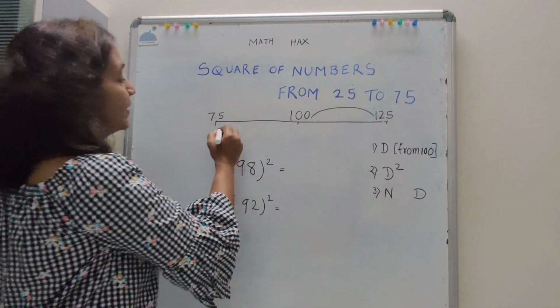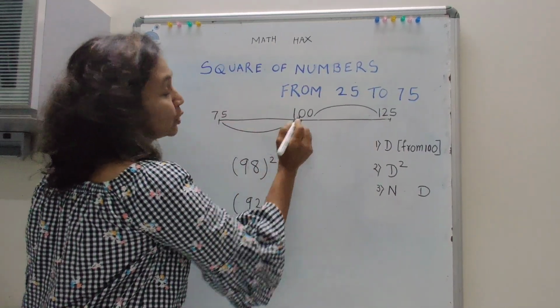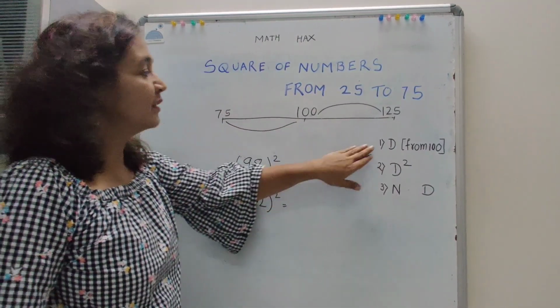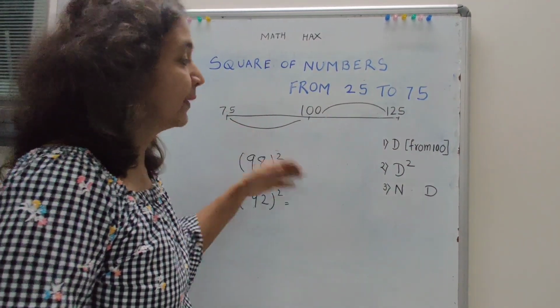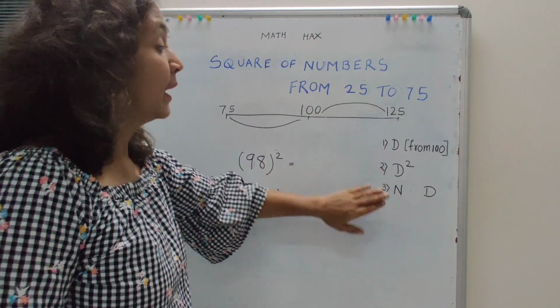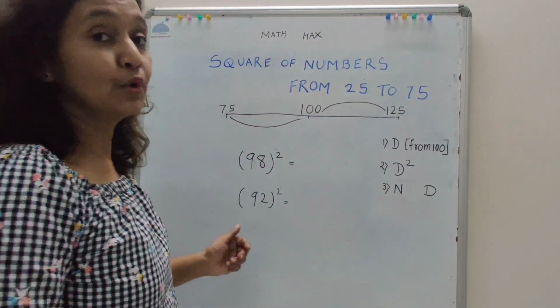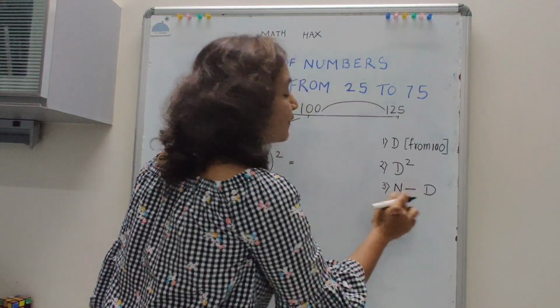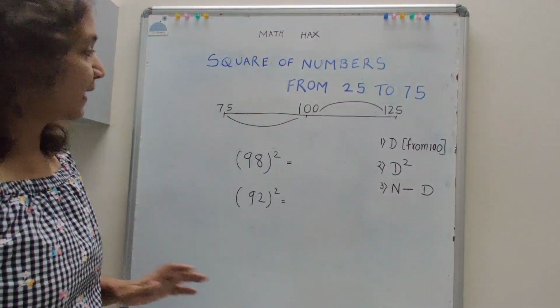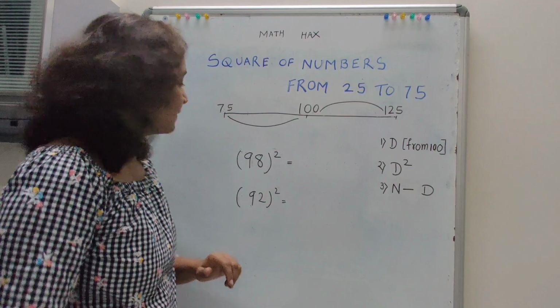Now let us focus on numbers from 75 to 100. Here again the method remains the same. You first find the difference of that number from 100. Then you do the square of that number. But this step is different. Instead of doing addition of the difference to the number, we'll be subtracting our difference from the number. That's the only difference. Let's understand with an example.